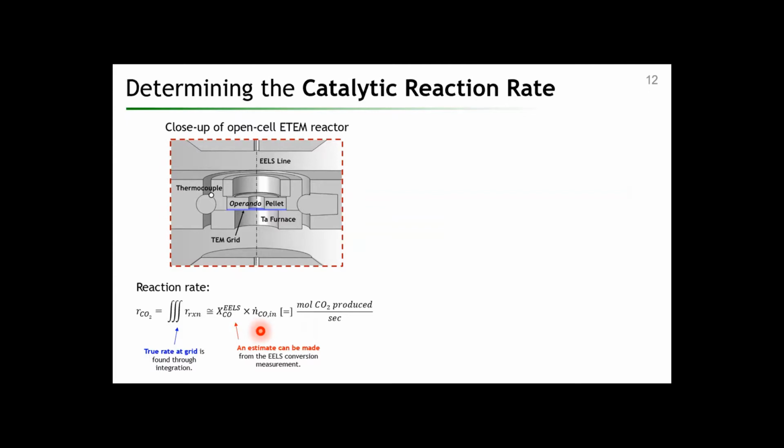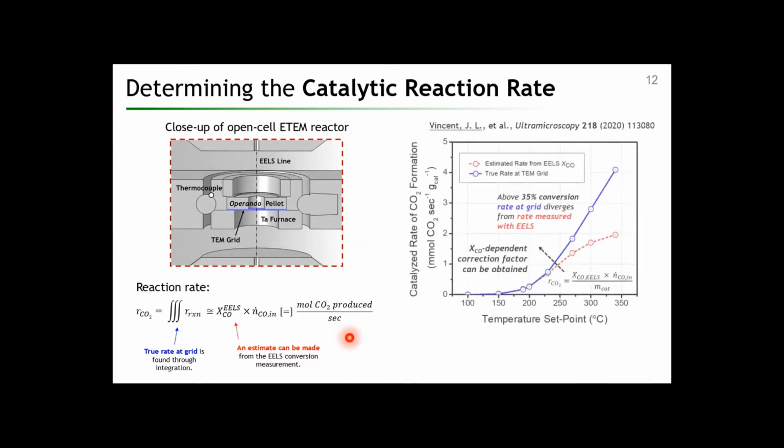It tells you how much CO2 is produced, for example. And if we look at those two quantities, the rate at the grid is plotted in blue, and the rate that you would estimate through EELS is plotted in red. You can see that this is actually, I think, a really important result that's demonstrating the power of this model. If you were to just try to estimate the rate through the conversion, you can see that the conversion isn't necessarily linearly related to the actual rate.